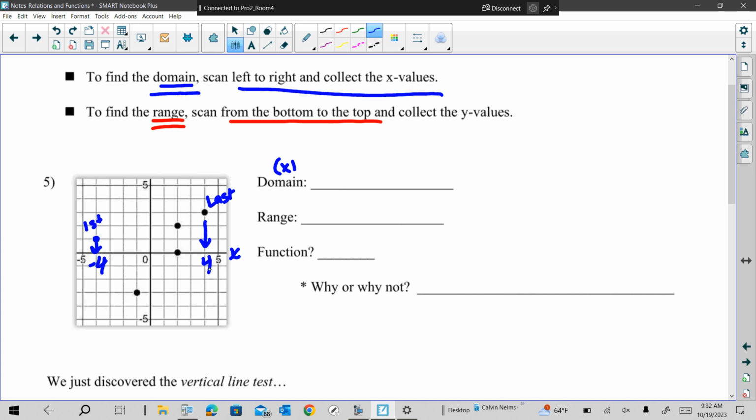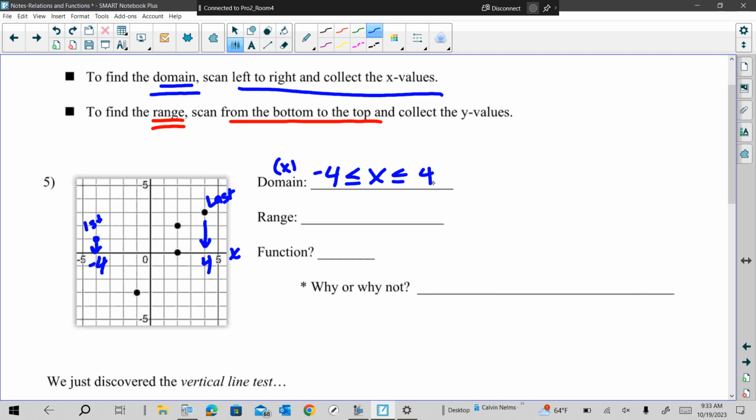So I can show my domain as an inequality from left to right, from low to high. I can write it as -4 is less than or equal to x, which is less than or equal to 4. Okay? This is what you would do if it was continuous.